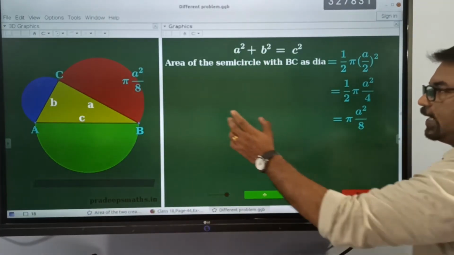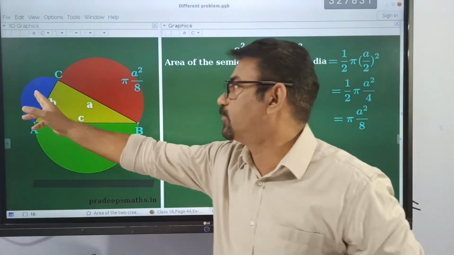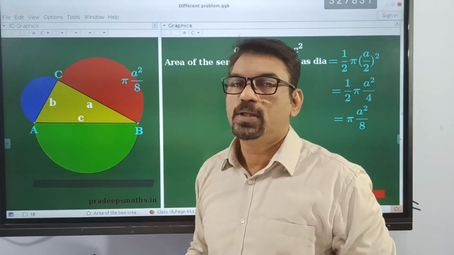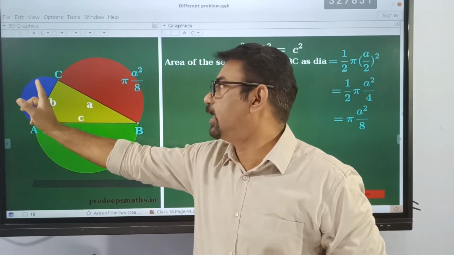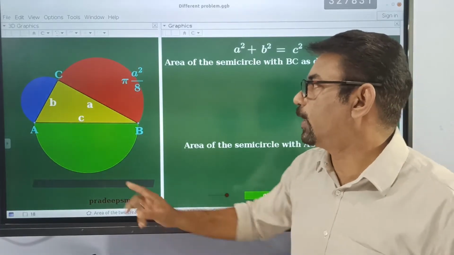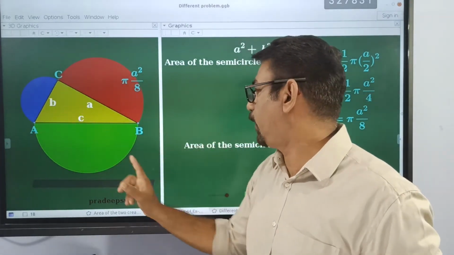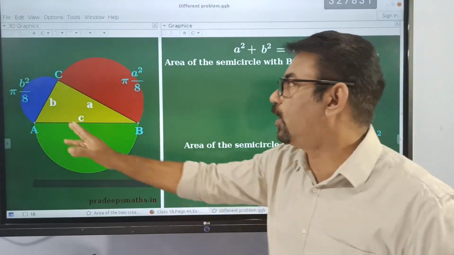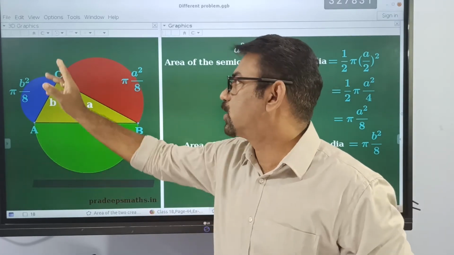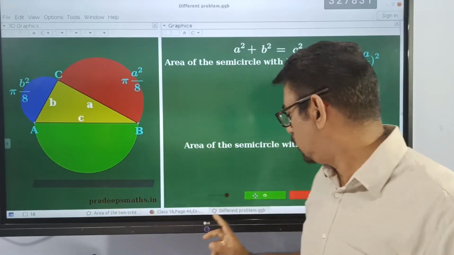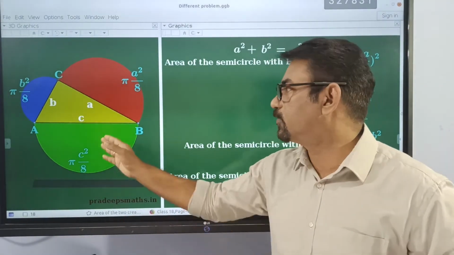Okay, listen. If the diameter is a, its area is pi into a square by 8. Then what would be the area of this one with the diameter b? What would be the area of that blue one? Instead of a square, we will have to use b square. Pi into b square by 8. Therefore, the area of this is pi into b square by 8. In the same way here, if the diameter is c, instead of b square and a square, we will have to use c square. Therefore, pi into c square by 8 is the area of this one.